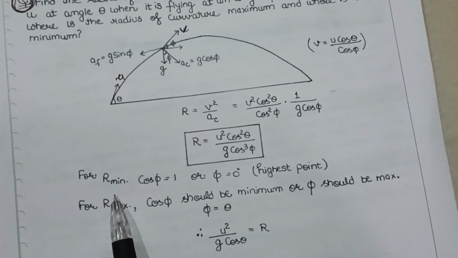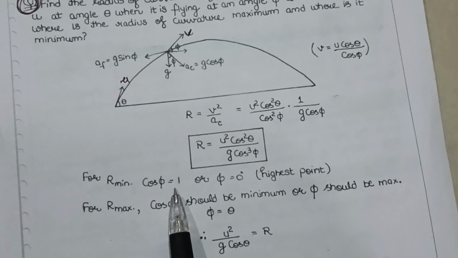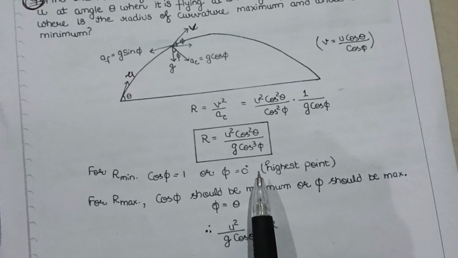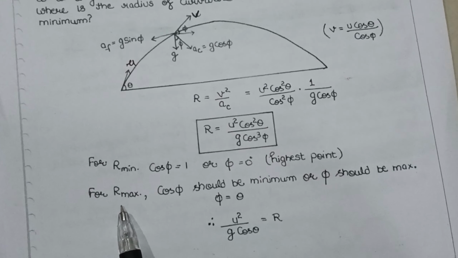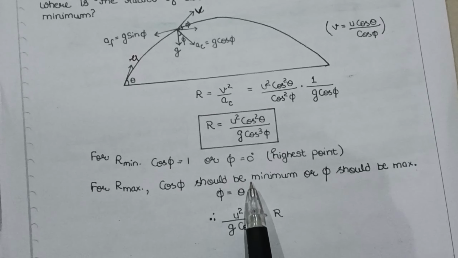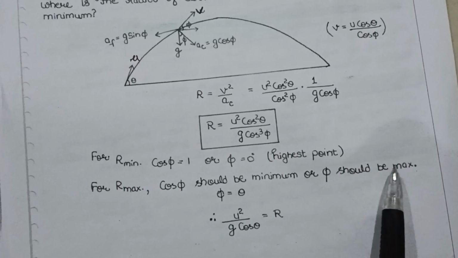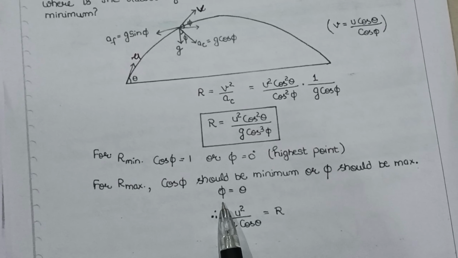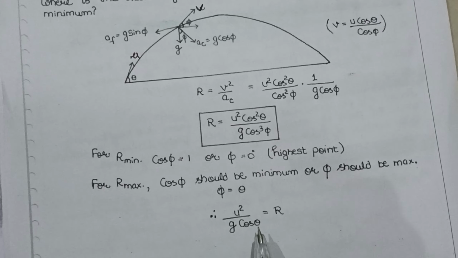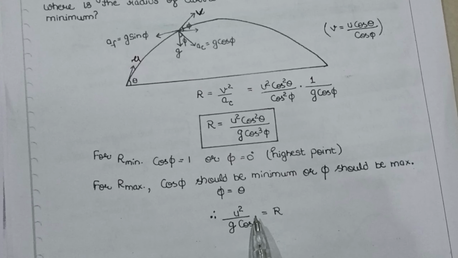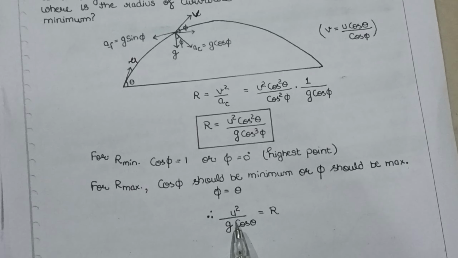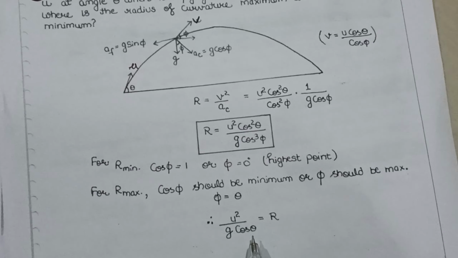For the radius of curvature to be minimum, cos phi is equal to 1, or phi is equal to 0 degrees, which means at the highest point. For the radius of curvature to be maximum, cos phi should be minimum or phi should be maximum, which means phi is equal to theta. Therefore, r max, or radius of curvature maximum, is equal to u square upon g cos theta.